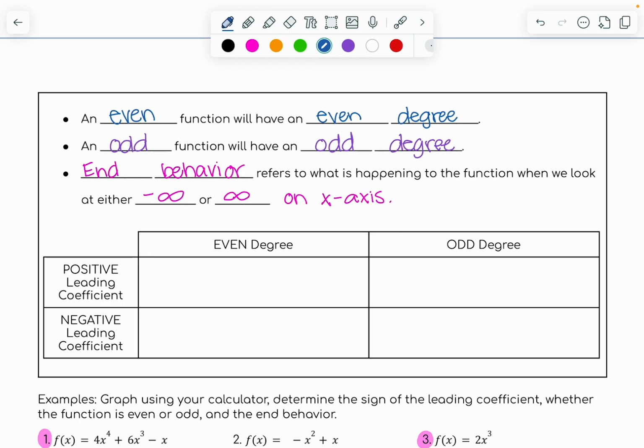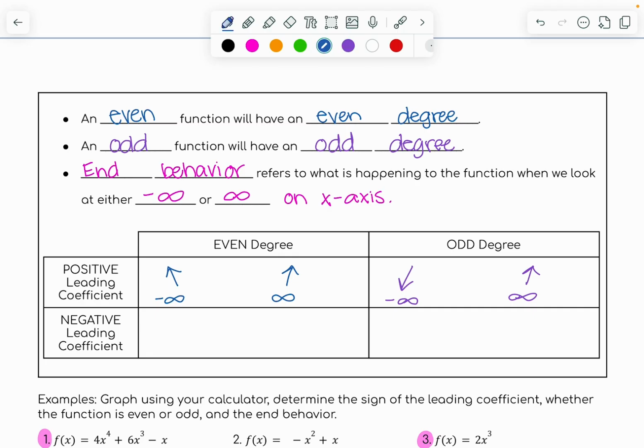So for an even degree with a positive leading coefficient, both sides are going to go up. So at negative infinity on the x-axis, the function is going to go up. At positive infinity on the x-axis, the function is going to go up. Now, if I have an odd degree with a positive leading coefficient, these guys go in opposite directions. So the left side is going to go down, the right side is going to go up. So at negative infinity, it's going to go down, and at positive infinity, it's going to go up.